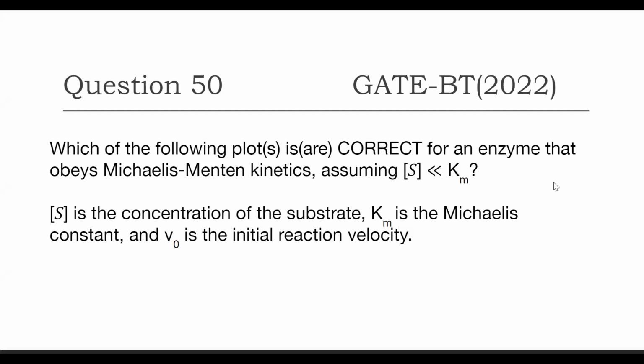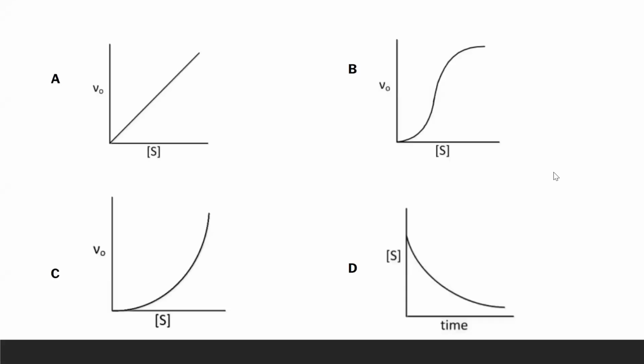So let's see what the options given to us are. There are 4 options given to you in the form of graphs. The first 3 graphs plot initial reaction velocity V0 against S, the substrate concentration. And the final graph is plotted for substrate concentration versus time.